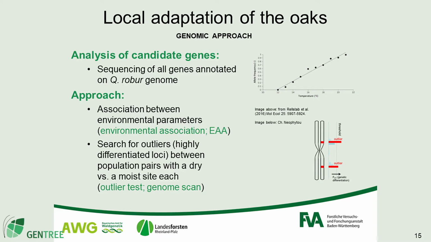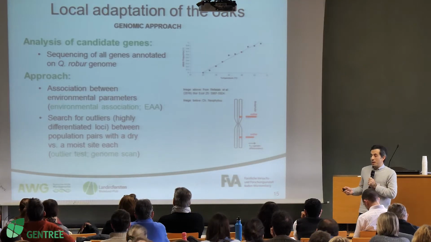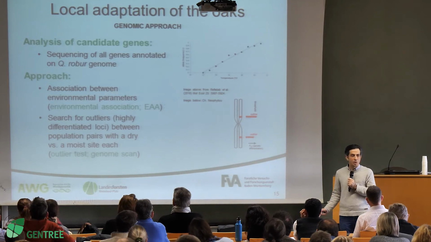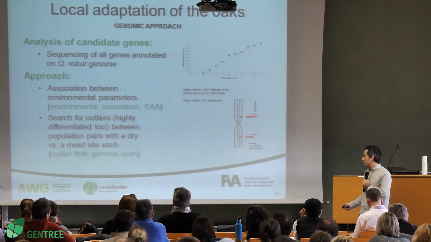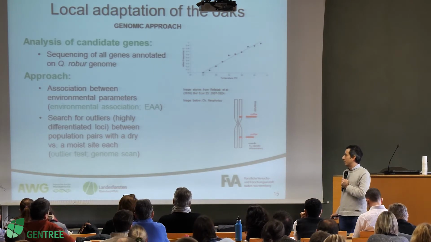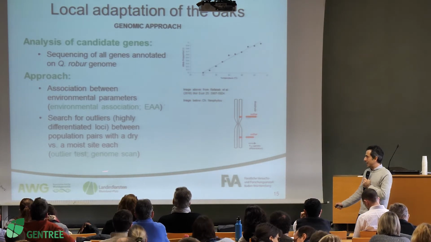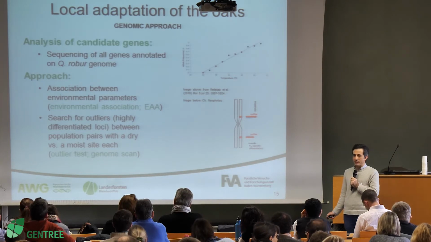In the genomic approach, we want to use methods that have been presented also in other talks today, mainly environmental association of variations of adaptive genes with environmental factors. And we also have a design to be able to carry out some outlier tests with some very contrastive sites within gene flow distance.